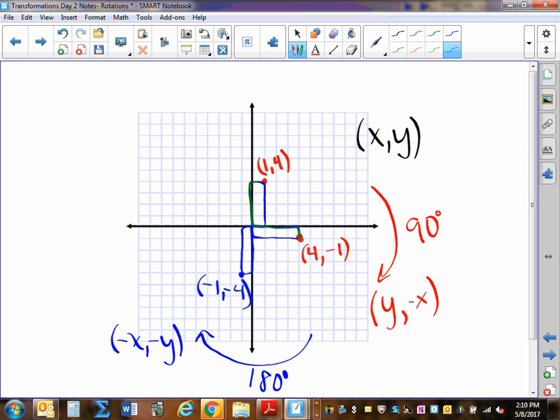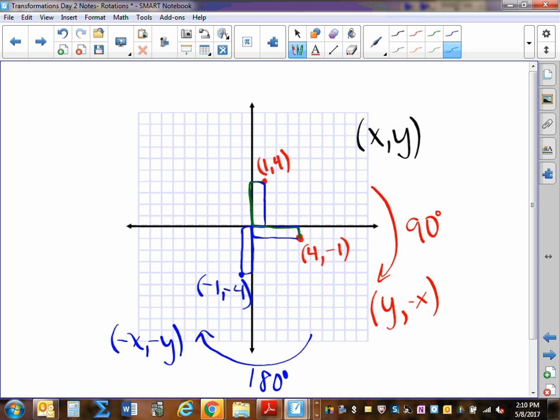Yes, Jacob? Couldn't you just flip the x and y and then apply the rule for the quadrant? Like the top right quadrant is positive, bottom right. If you flipped x and y, you would have 4, 1, and then if you applied your rule for the quadrant, it's 4, -1. Which would not make sense.